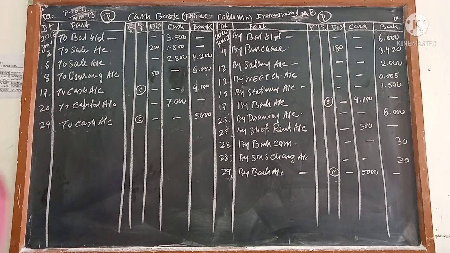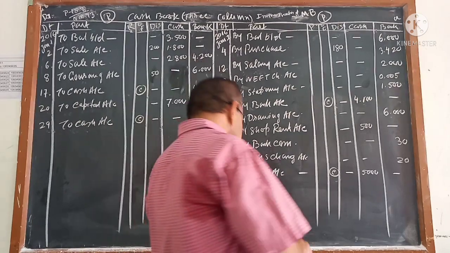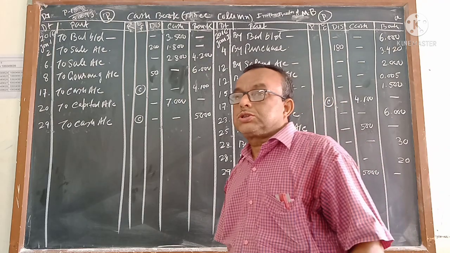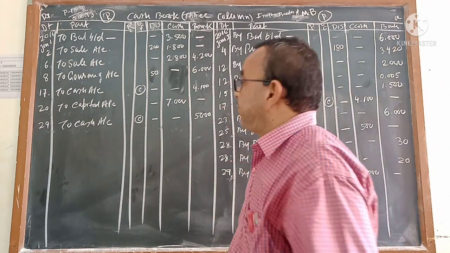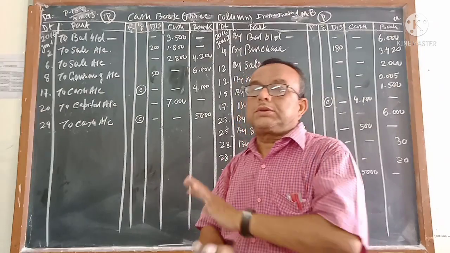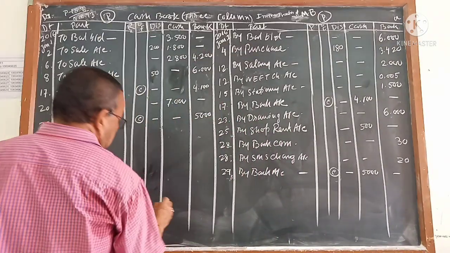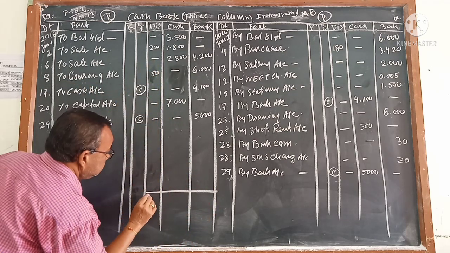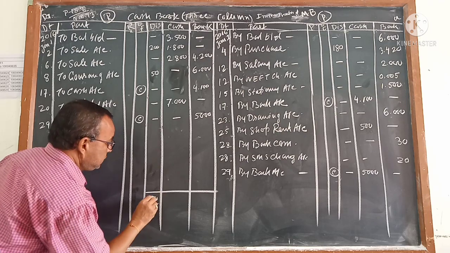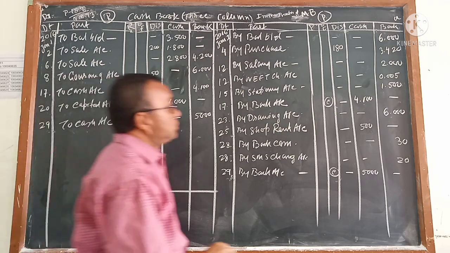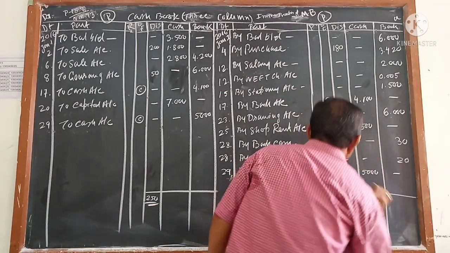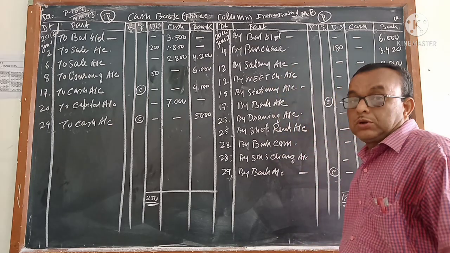No more things are here. Now you will do the closing method. You have to close it. I told you how to close, everyone knows. First you will close the discount column, but in the discount column only write the total, don't find the balance. This is 250. Close it. Don't write the balance. And this is 180. Close it. Discount column work is over.